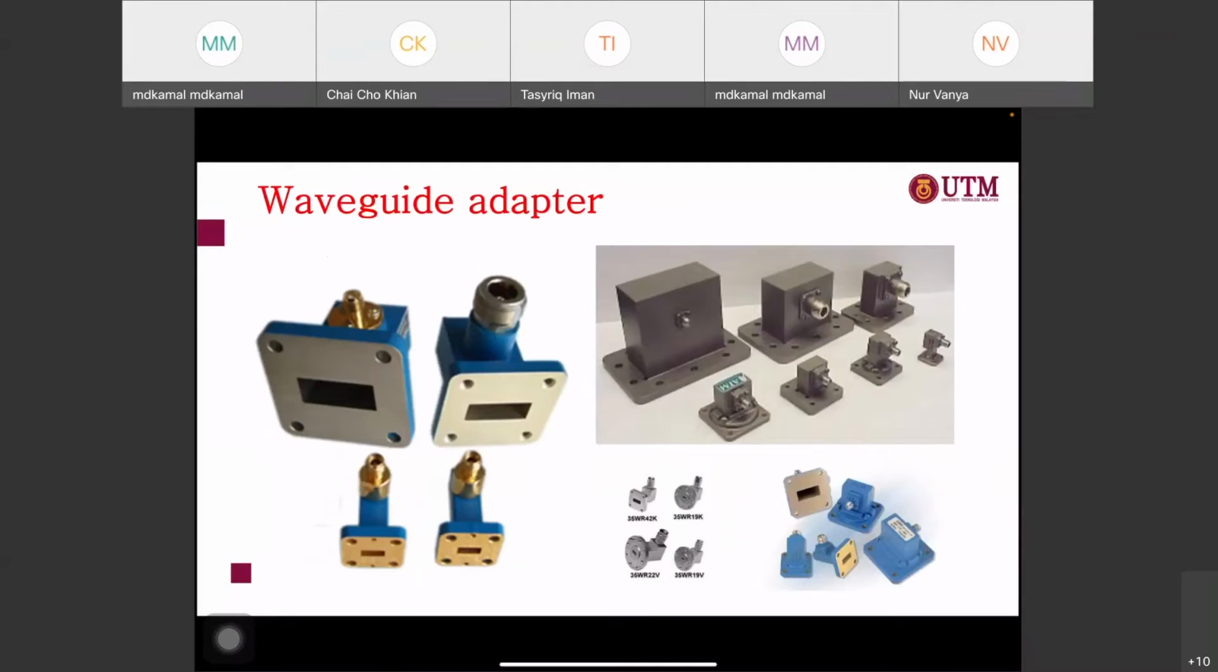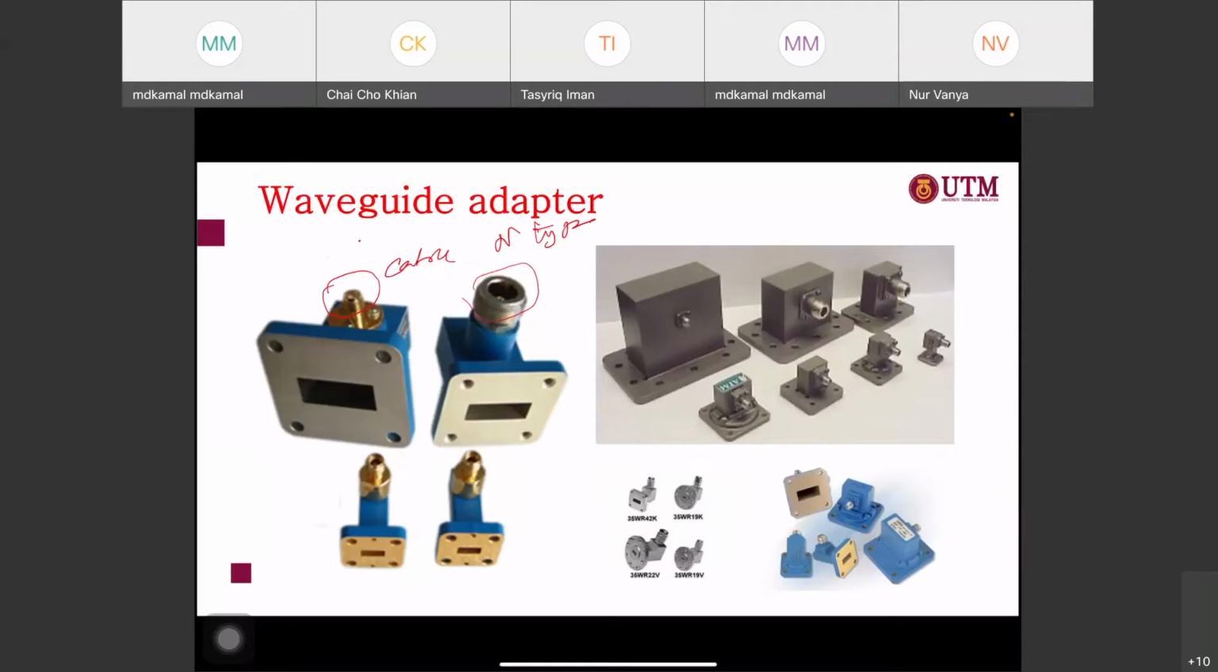Okay, so this is what you call the adapter. The adapter is the transition to the coaxial cable. You connect to the cable, so this is an N-type or SMA adapter. Then you connect through your adapter here. Of course you need to have a cable here.